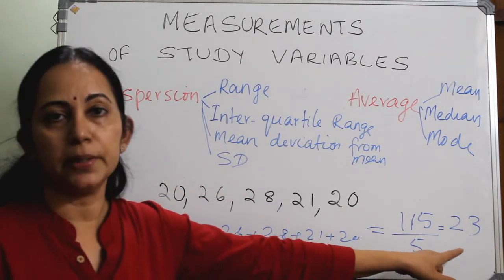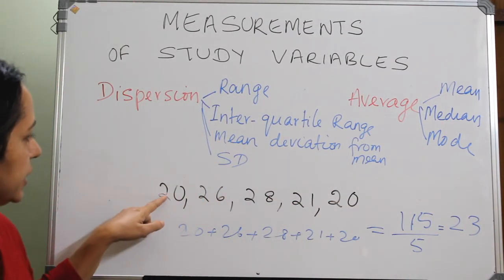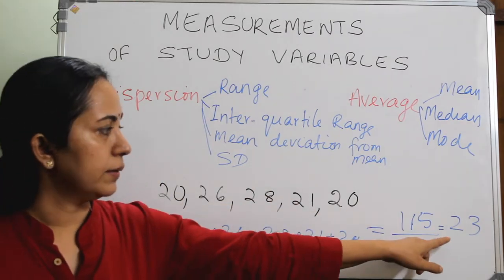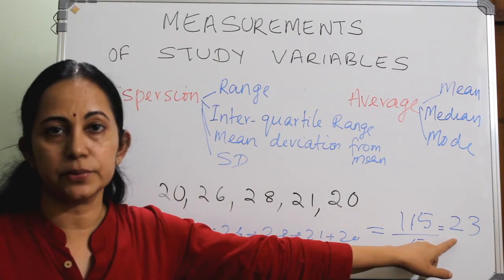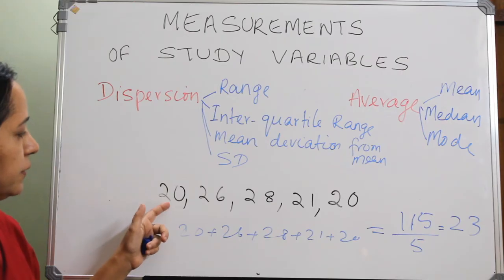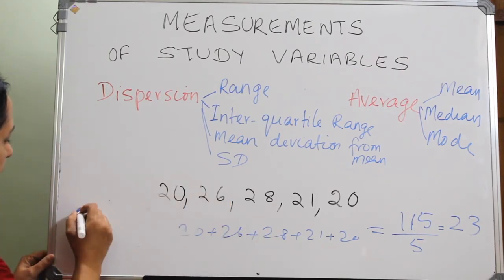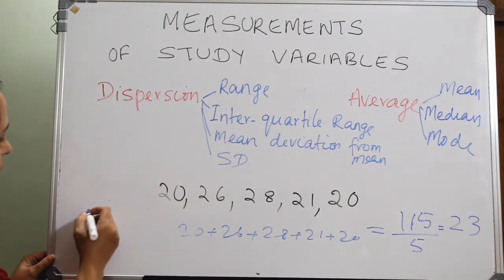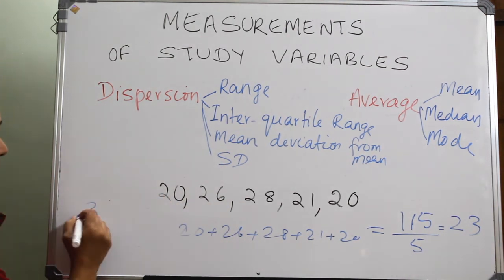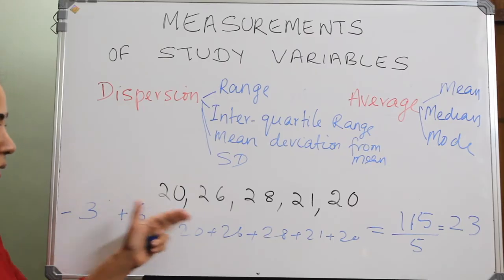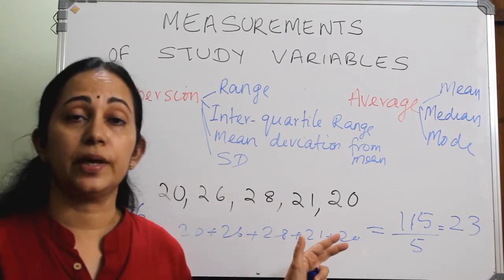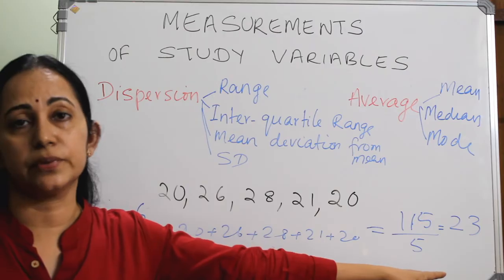So 23 is the mean of this value. So in each case you have to find the difference from 23. What is the mean deviation of this 20? We get 23 minus 20, a value of 3, plus 6. So for each value you have to find out the difference from the mean of the set.